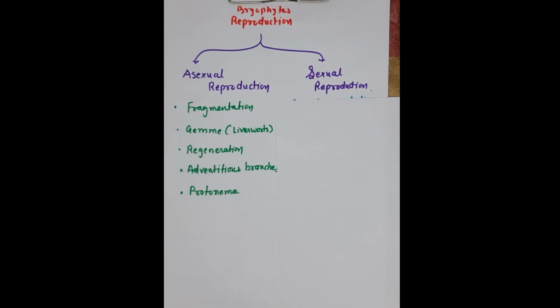In the previous lecture we gained basic information about bryophytes. Today we'll discuss the reproduction of bryophytes and the main terms. Bryophytes mainly reproduce by both asexual as well as sexual types.